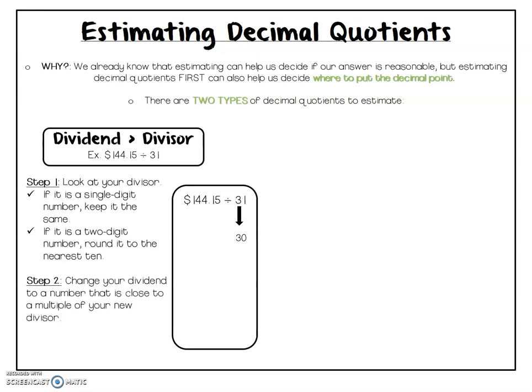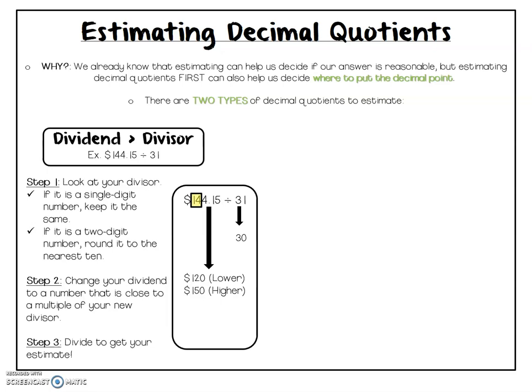Next, I'll change my dividend to a number that's close to a multiple of my new divisor. And again, I'll start by boxing those first two digits and looking at the 14. So if I'm using the friendly number 3, because I'm rounding to 30, I know that the numbers 12 and 15 are multiples of 3 that are really close to 14. So since it's not just 3 and 14 that we're looking at, it's 30 and 144, that means I can make estimates of $120 on the lower end and $150 on the higher end.